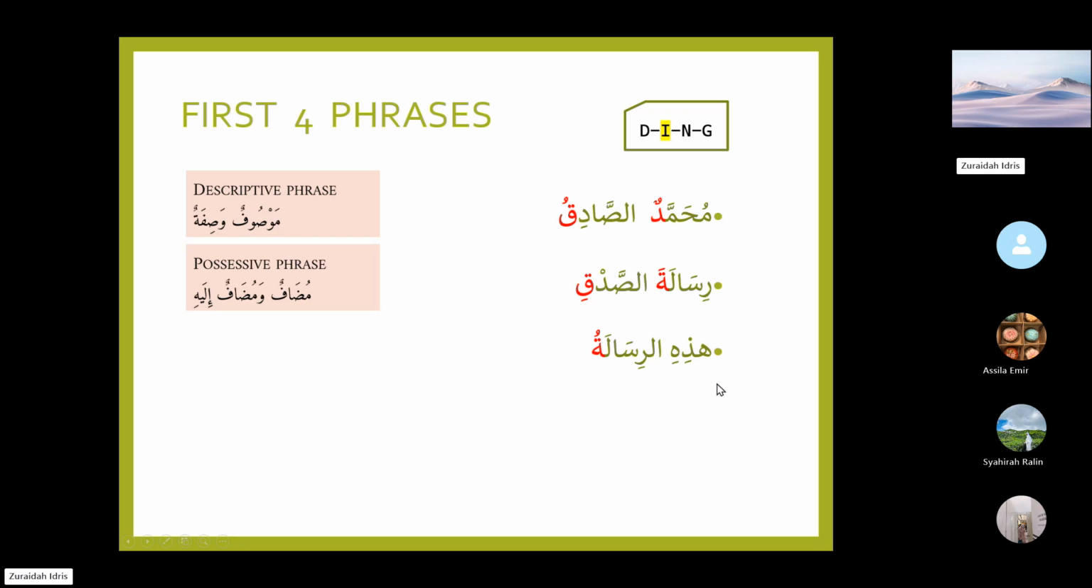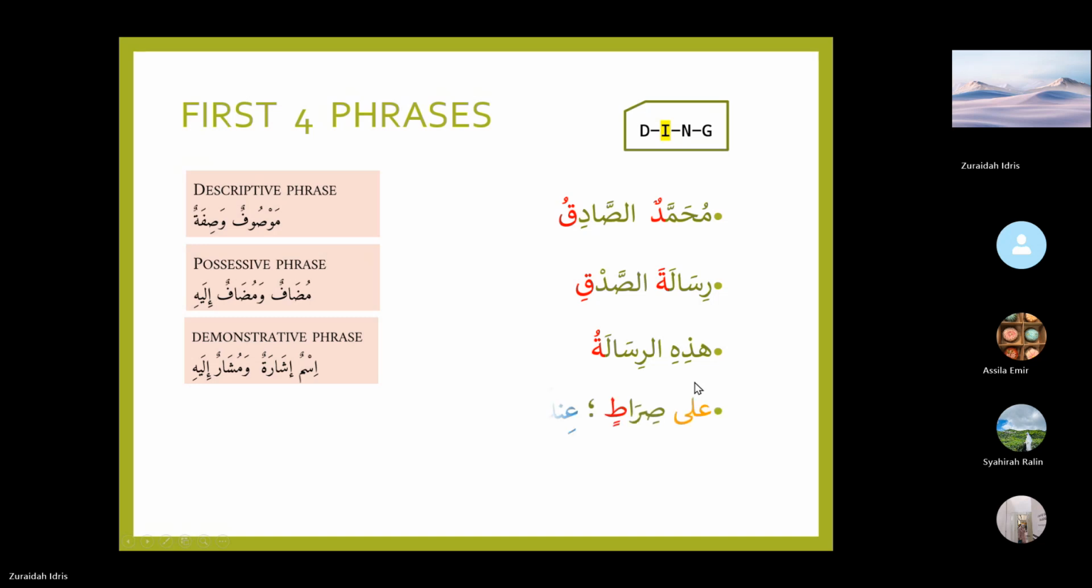Then we had this. This we discussed towards the end of the last lesson. هذه رسالة, and it has something called a pointer. In English, we would say it is a demonstrative phrase. Demonstrative phrase means there is a pointer. In this case, هذه means this, for the feminine word.